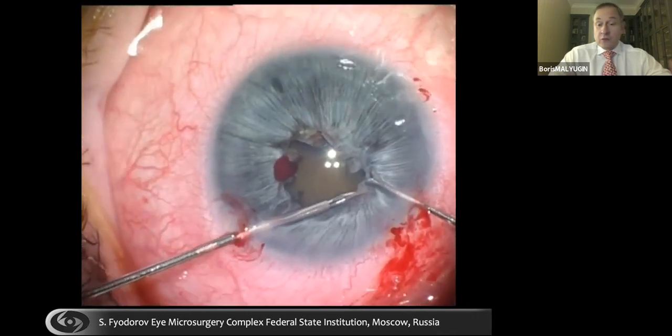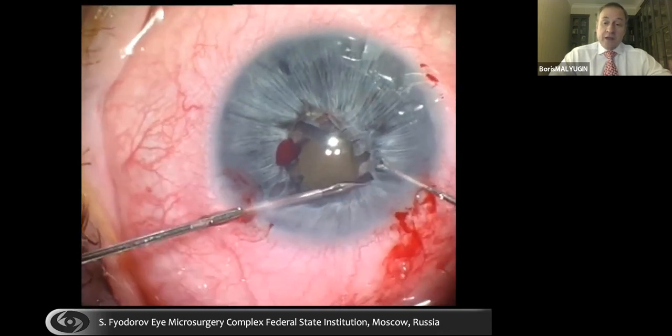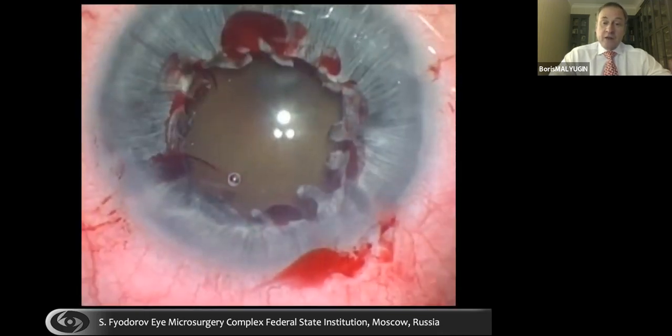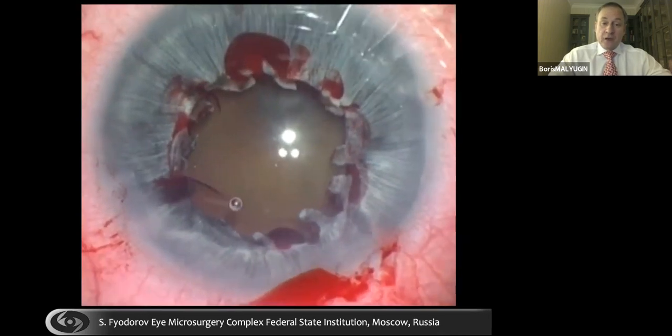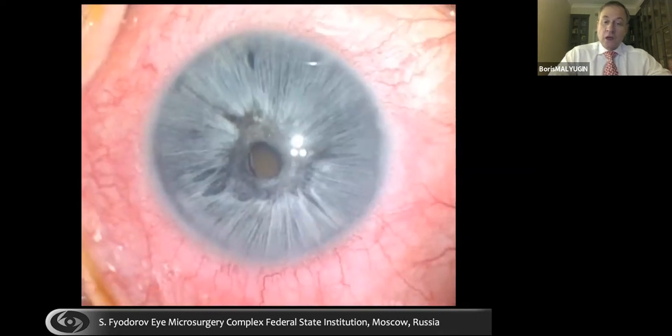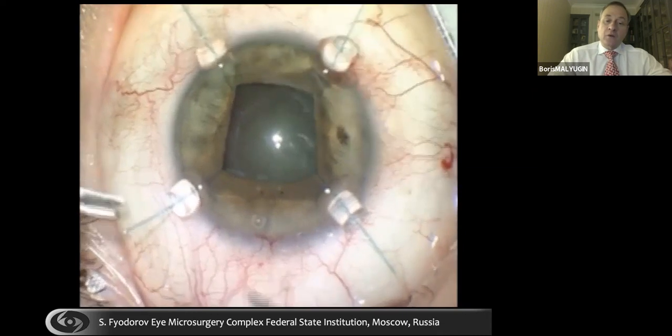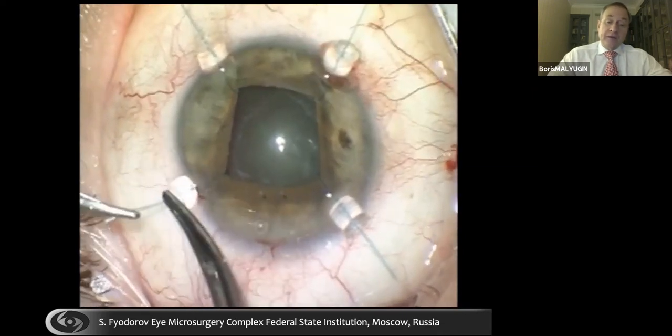And of course, when we are cutting the iris tissue, what we can expect is bleeding as shown here, which can be managed by diathermy of the iris vessels. This is another option, which is a mechanical pupil dilation.